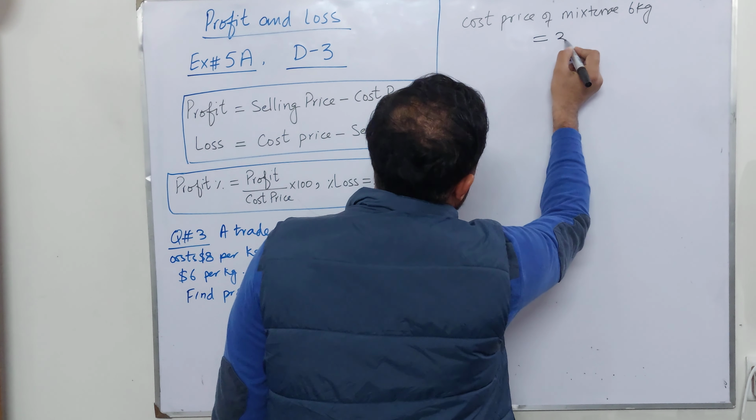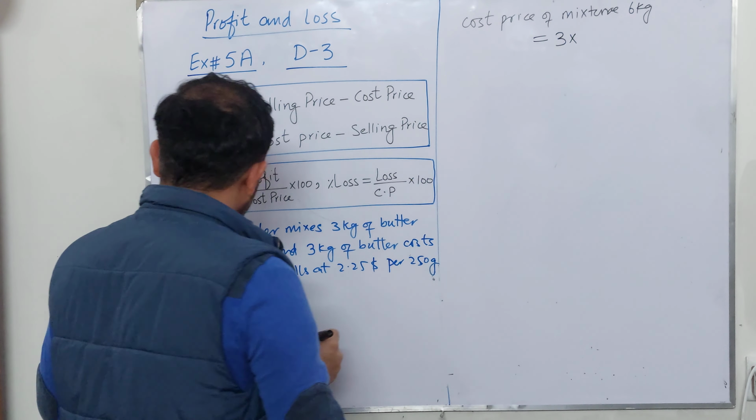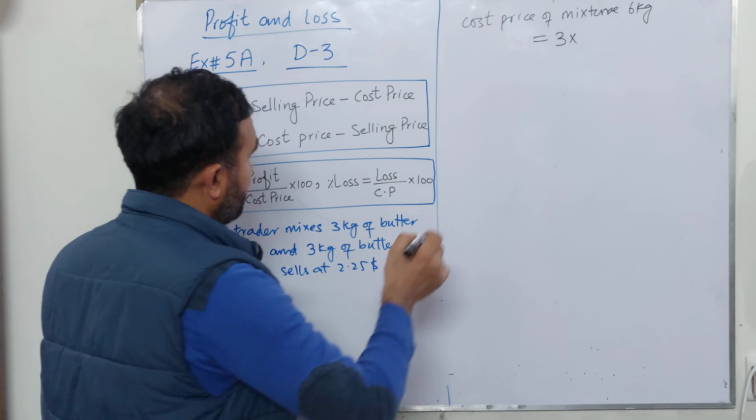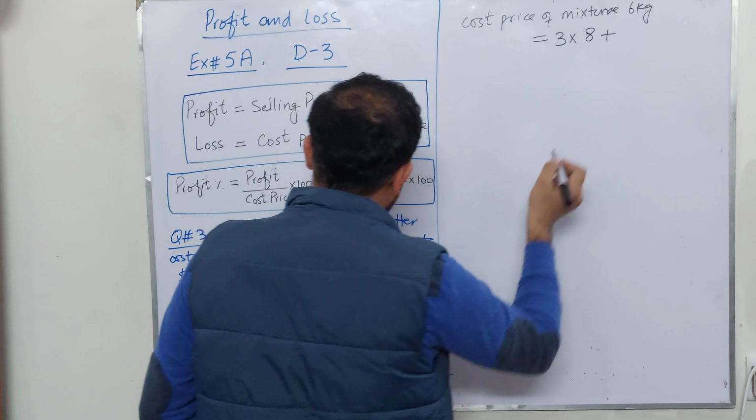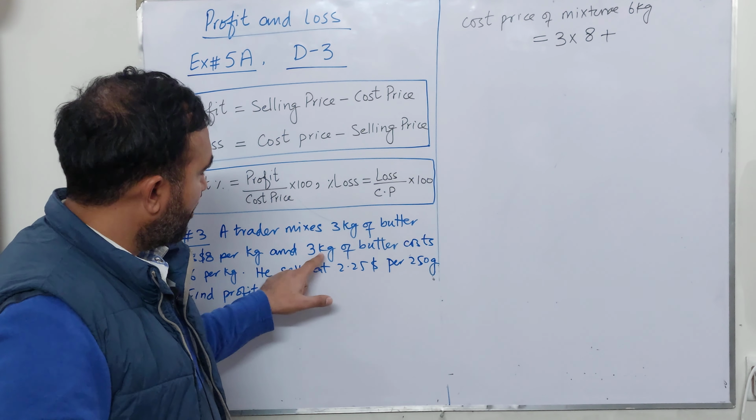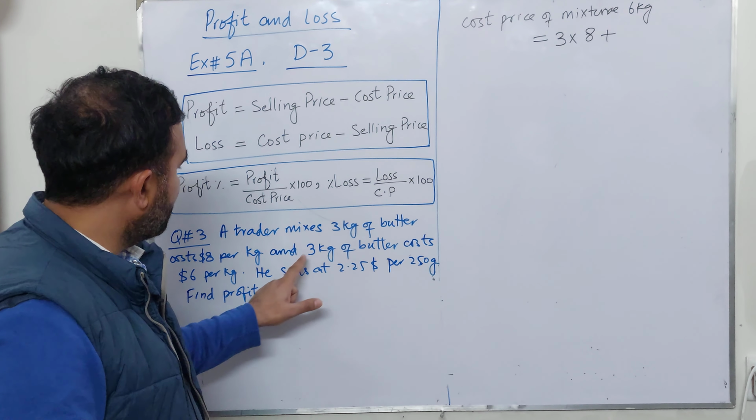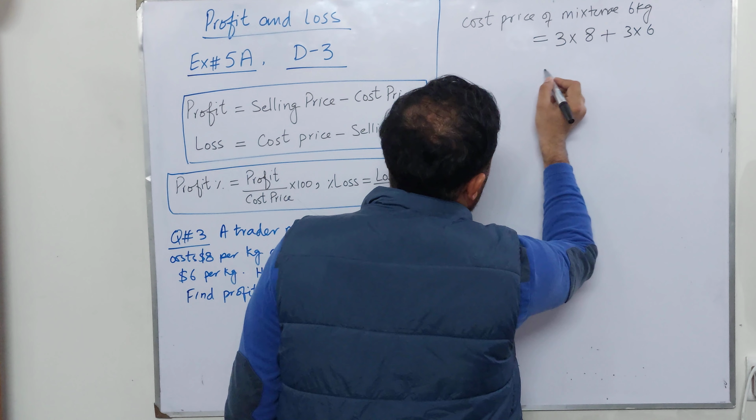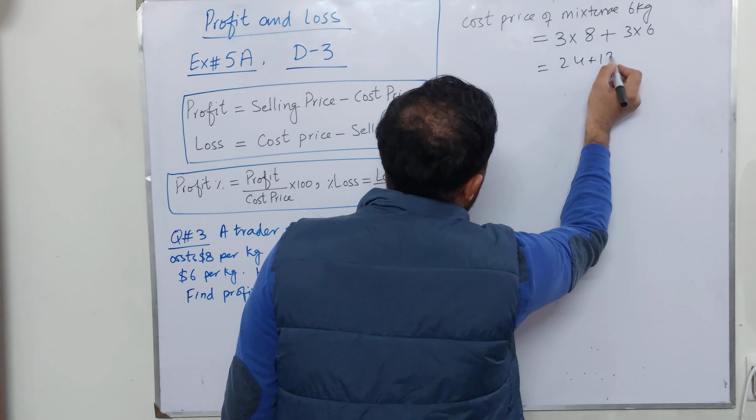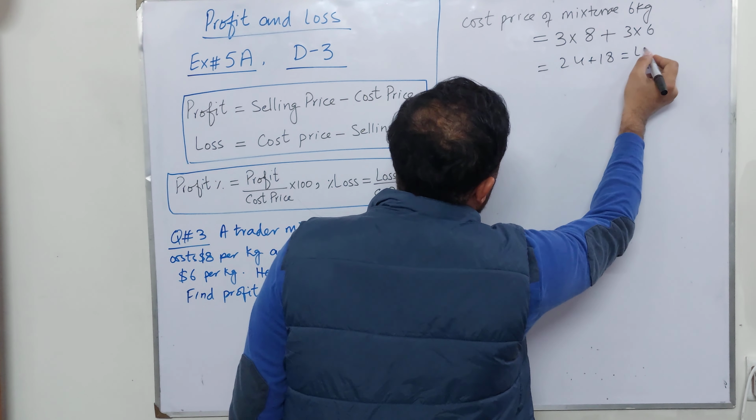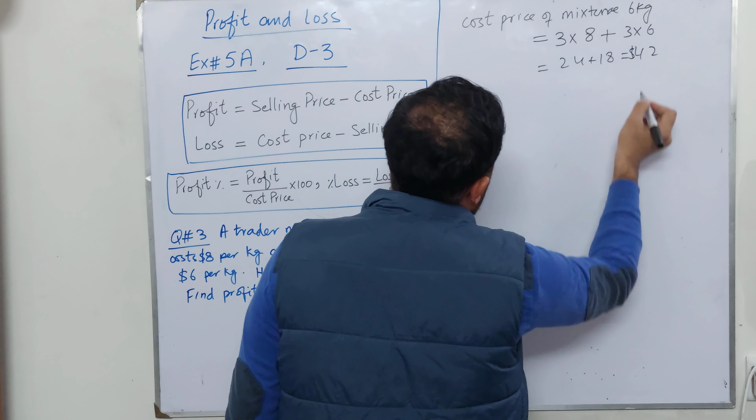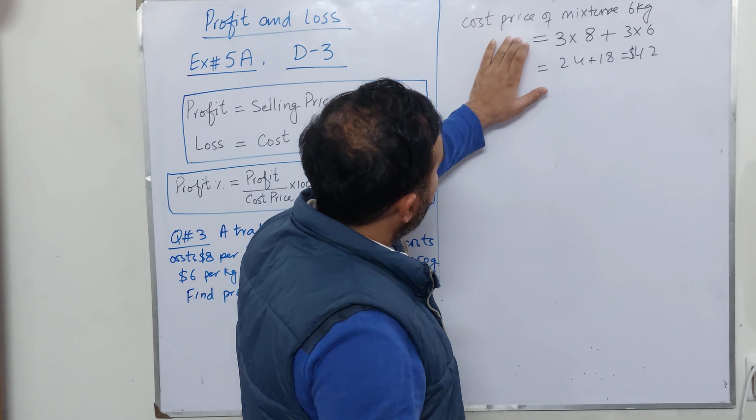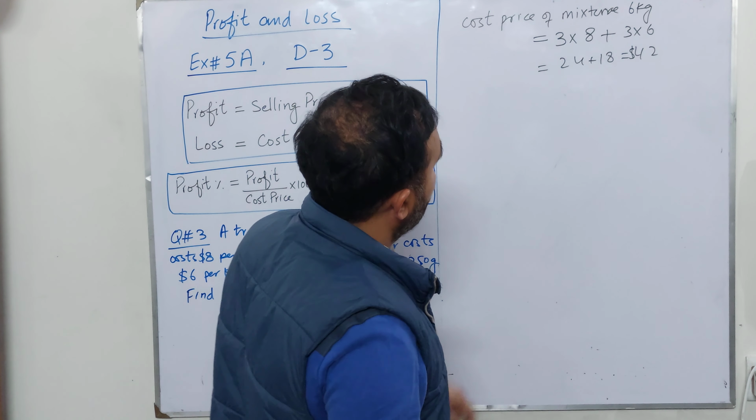So it will be 3 times this butter costs $8 per kg, so 3 multiply 8, and this kind of butter costs $6 per kg and it's also 3 kg, so 3 multiply 6. So it will be 24 plus 18, which is equal to $42, right? So the cost of the mixture of 6 kg is equal to $42.